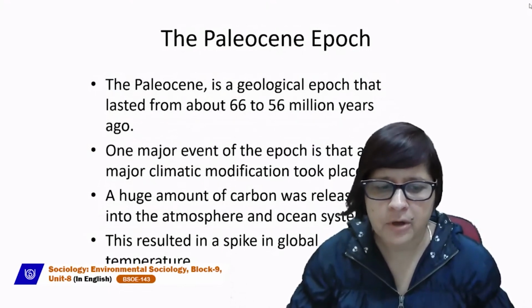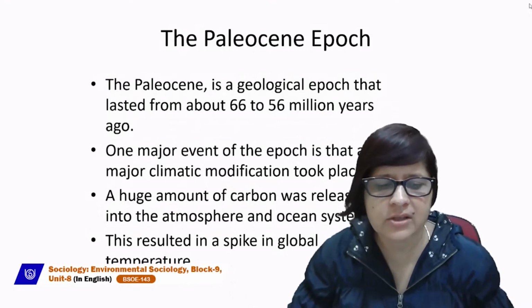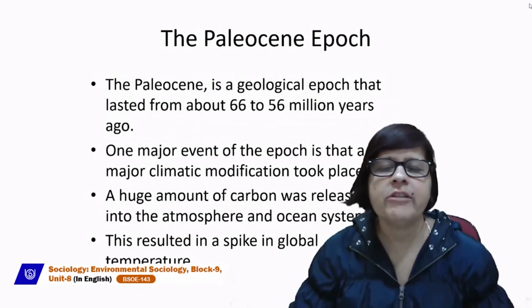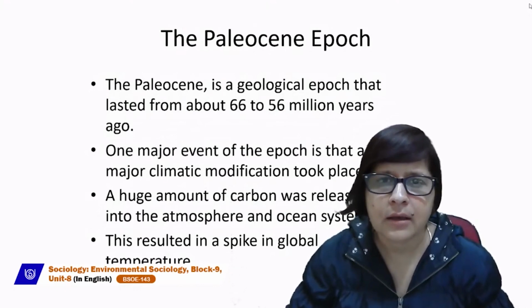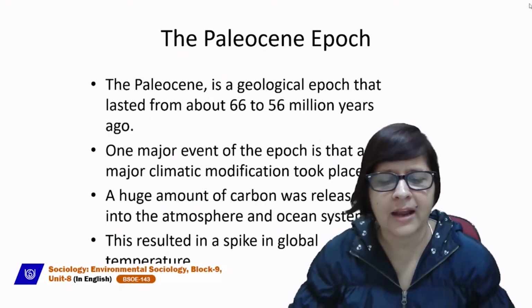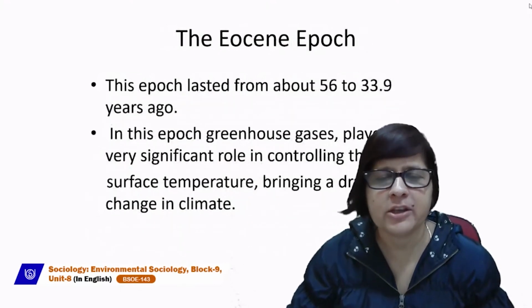The Paleocene epoch: the major event was climate modification. During the Paleocene epoch, there was a great release of carbon dioxide, which impacted the climate conditions or the temperature of the Earth, and this resulted in the rise of the global temperature.